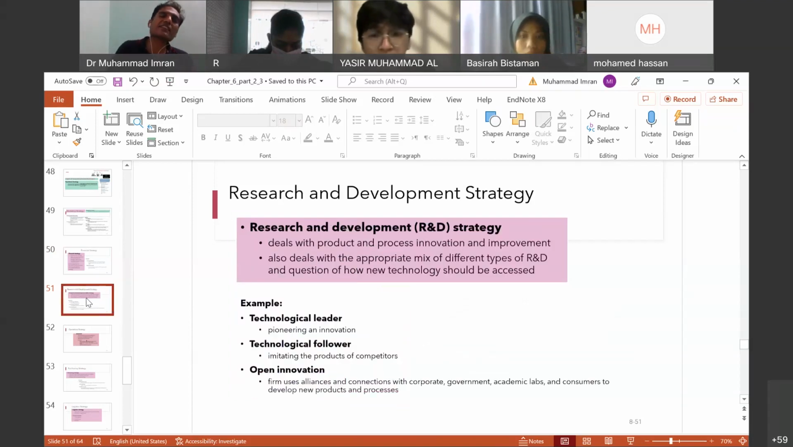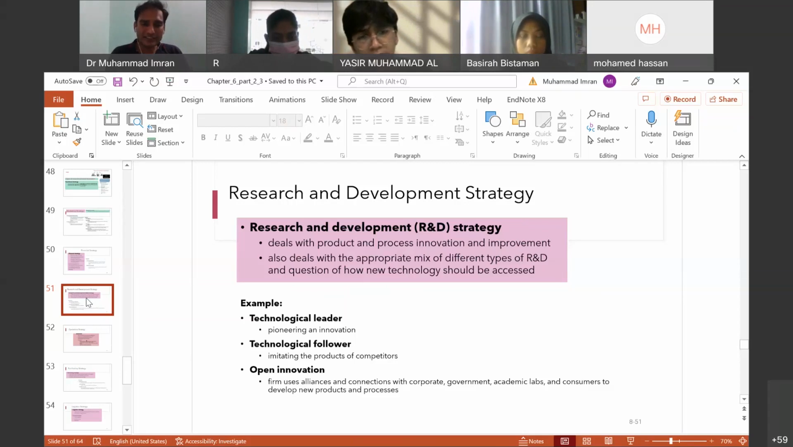The other one is research and development. Very, very important. We cannot stay with our existing product for so long. If we want to sustain our business, we have to introduce a new feature in our product or new services to retain the customer. If we do not, our competitor will take advantage. Our competitor can introduce a new product compared to ours.